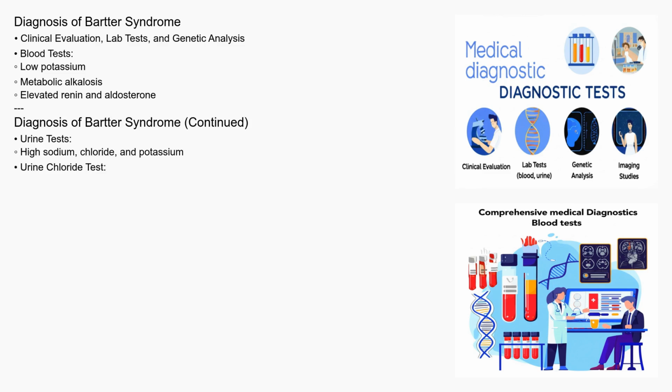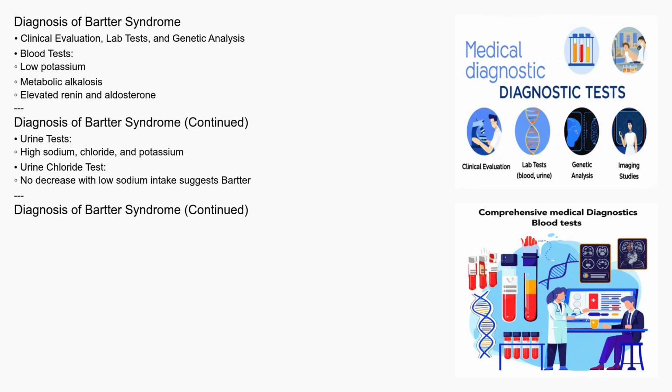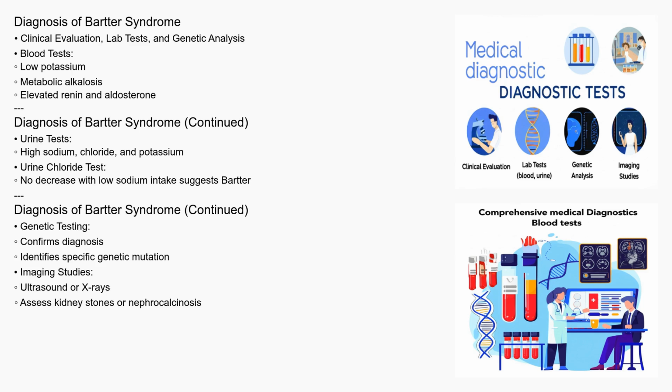A urine chloride test that doesn't decrease with decreasing sodium intake is suggestive of Bartter syndrome. Genetic testing can confirm the diagnosis by identifying the specific genetic mutation responsible for the condition. Imaging studies, such as ultrasound or X-rays, may be used to assess the presence of kidney stones or nephrocalcinosis.